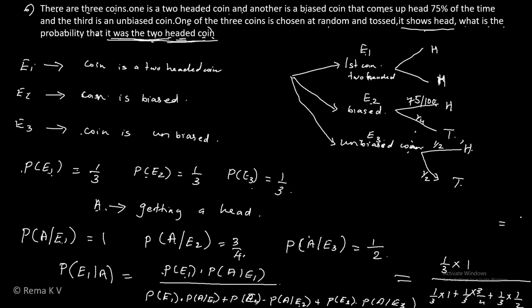It is 4 by 9. Okay. 4 by 9. Did you get an idea how to find E1, E2, E3, etc. and to find the event A? Okay, then let us do one more question.